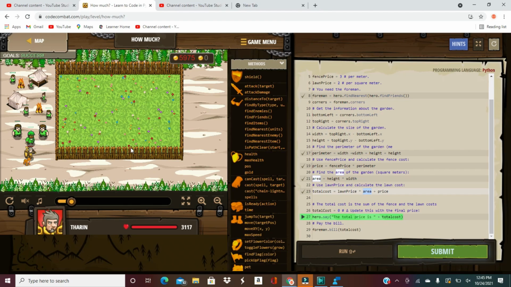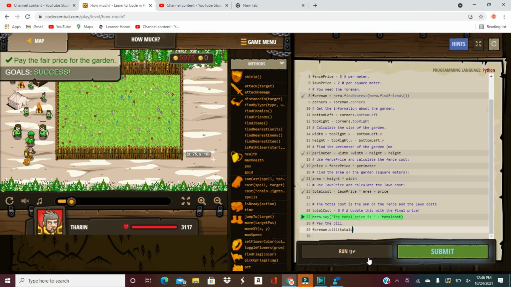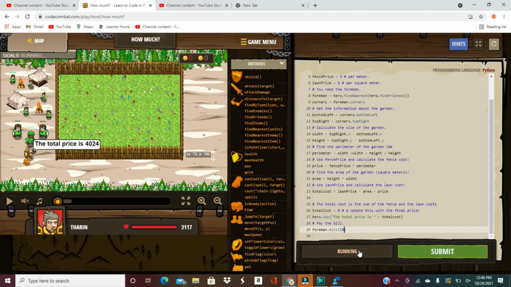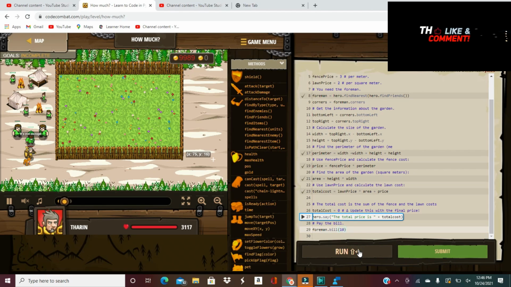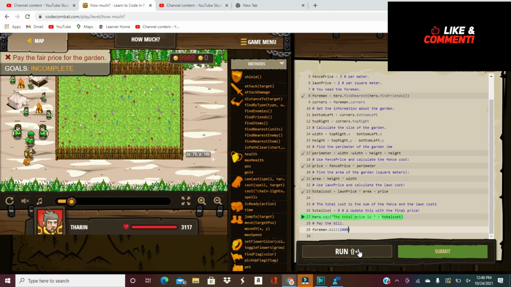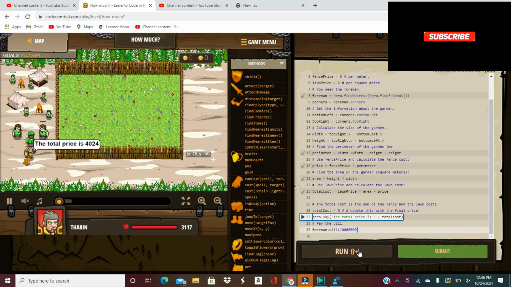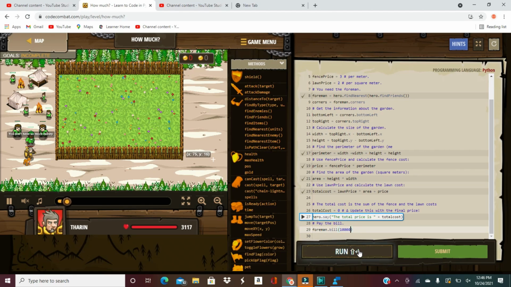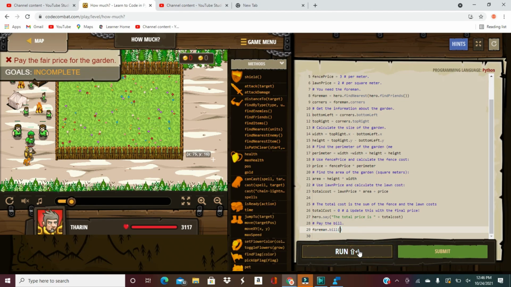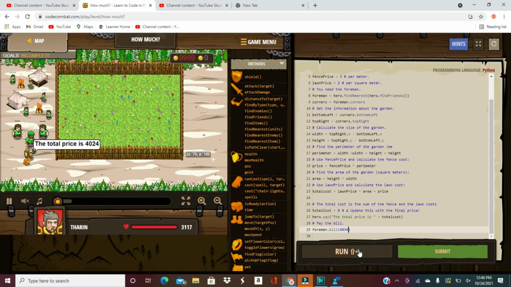So then you say the total price is the total cost, and you pay the bill. And it says pleasure doing business with you. So let's see what happens if we underpay. We underpay, he's gonna say it's not enough. If we overpay, what if we keep an amount that's absurd? He'll say you don't have so much money. So what if we pay a bit more? Haha, you overpaid, no refund.